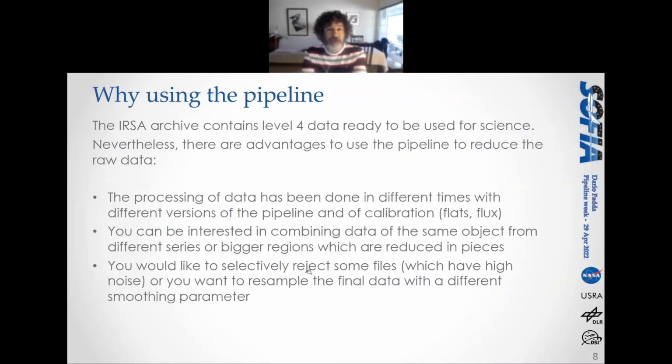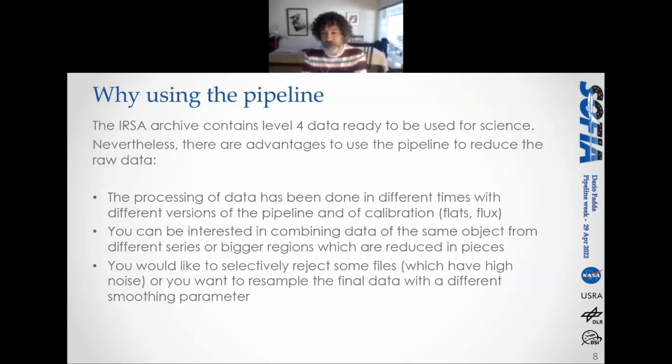Okay, so now let's come to the subject of this talk. Why do we have to use the pipeline when in the archive we can find all the level 4 data ready for our science? This is true. There is a lot of data already processed, and we try to do our best when we process, but we do this in a general way.